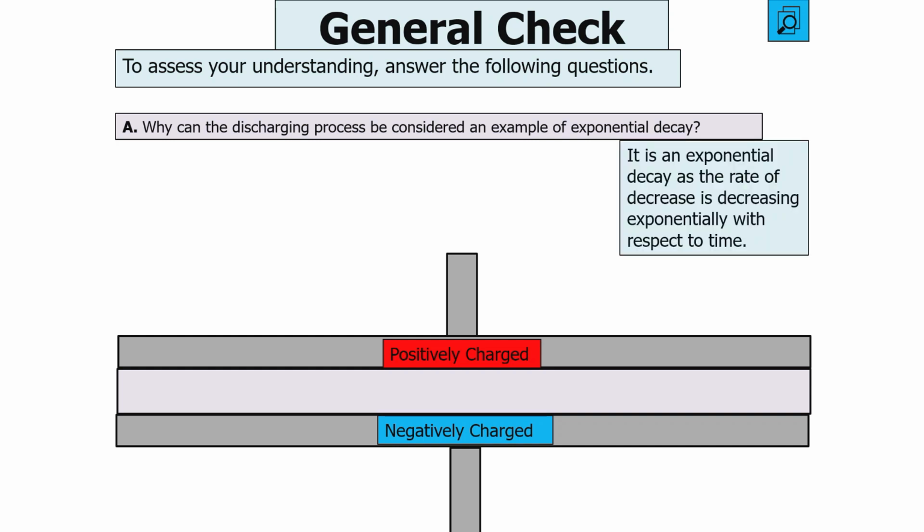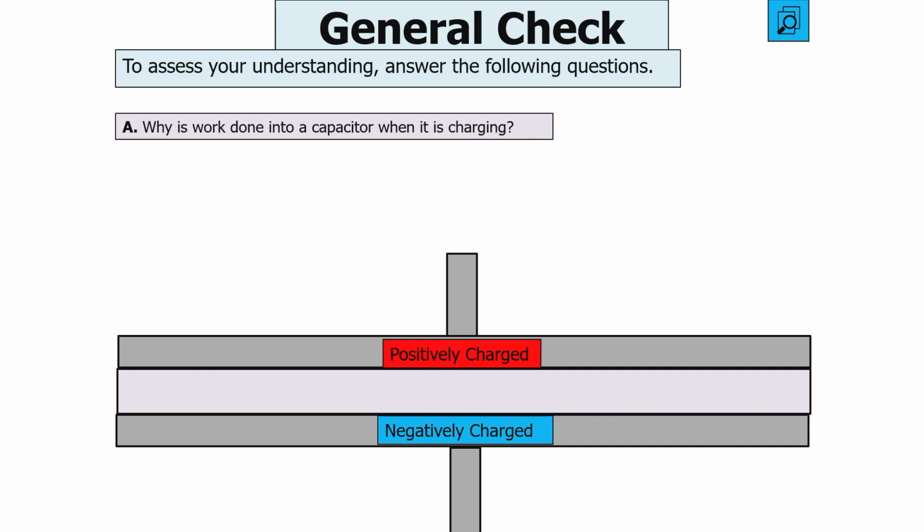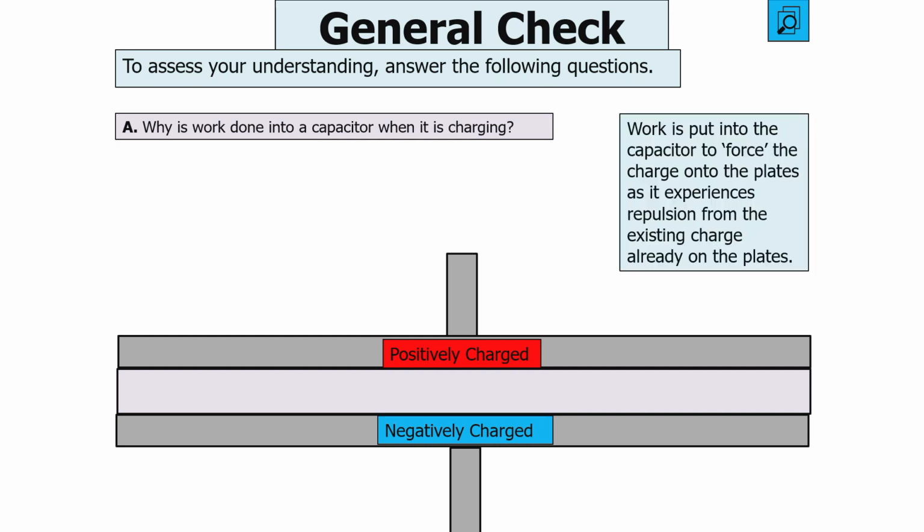It is an exponential decay as the rate of decrease is decreasing exponentially with respect to time. Why is work done on a capacitor when it is charging? Work is put into the capacitor to force the charge onto the plates as it experiences repulsion from the existing charge already on the plates.